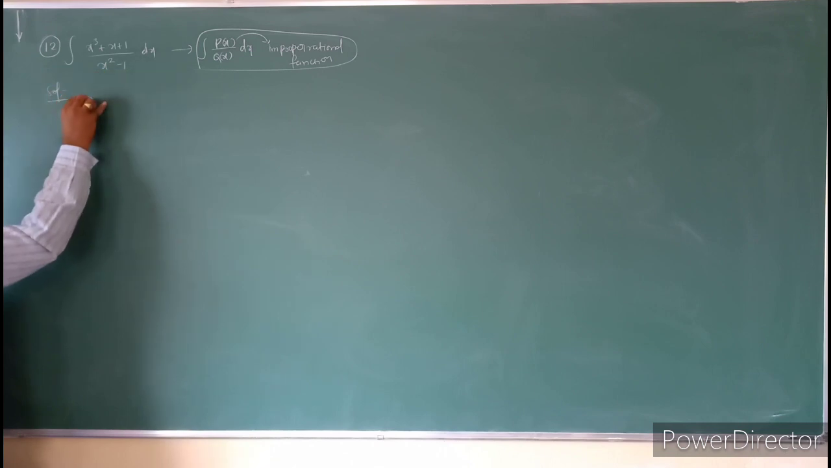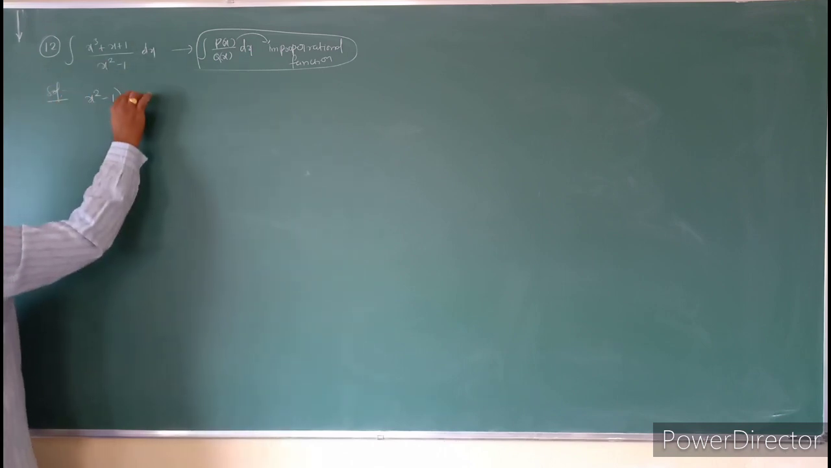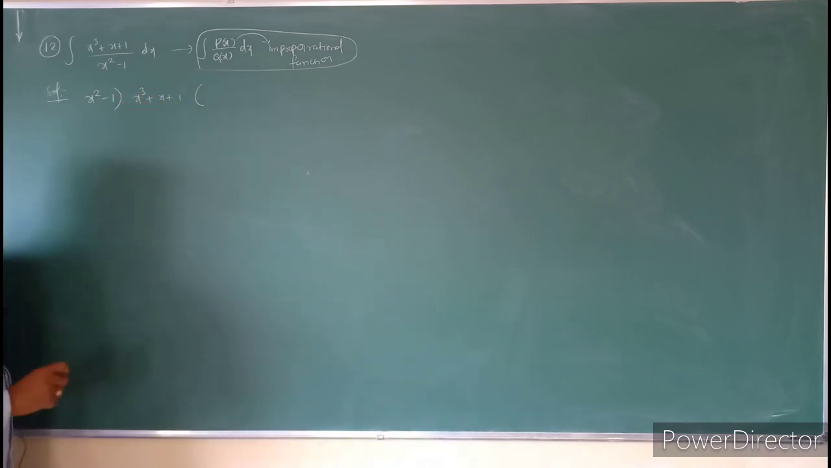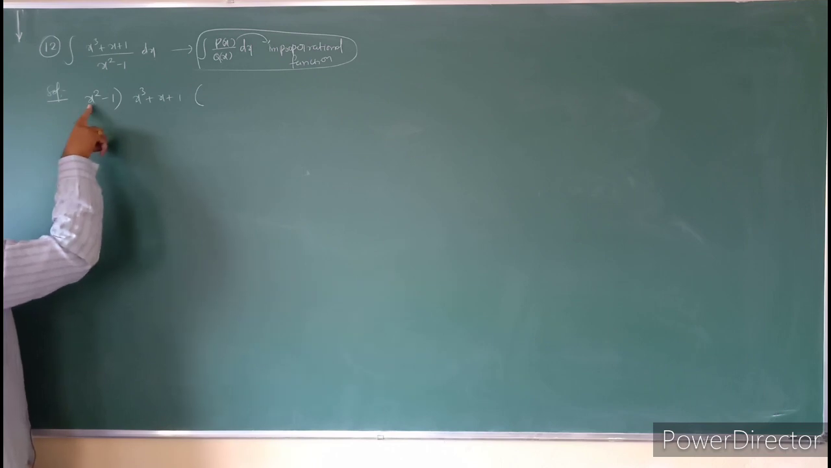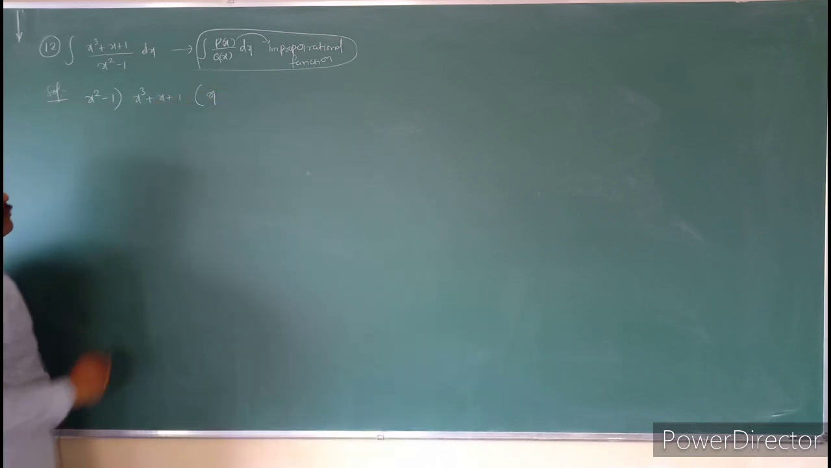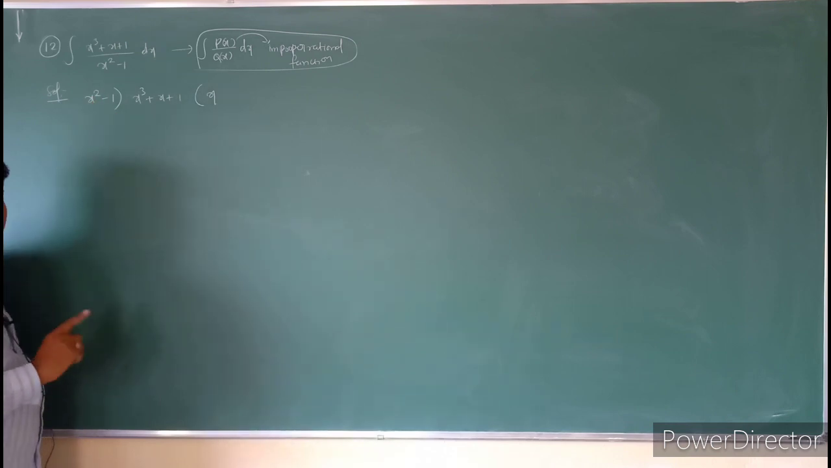So first we will divide x cube plus x plus 1 by x square minus 1. What you have to identify? x square and x cube. If you want to make this x square into x cube, what do you have to multiply with? x. x square into x will become x cube. Then the highest term will be deleted.